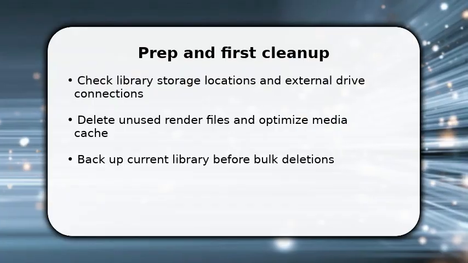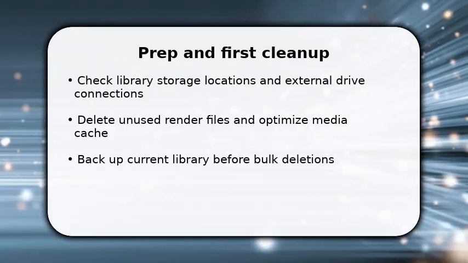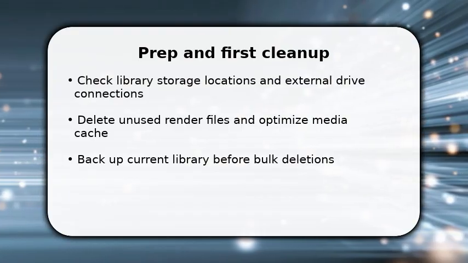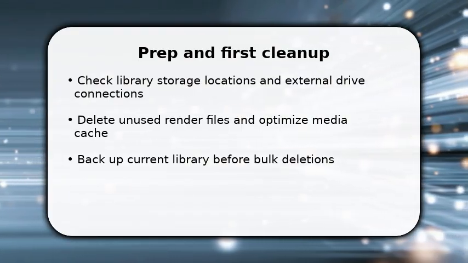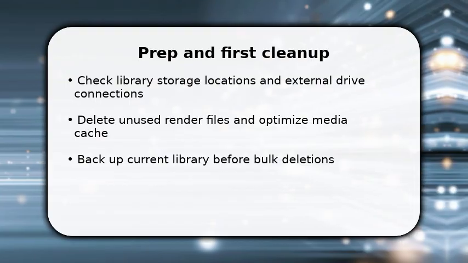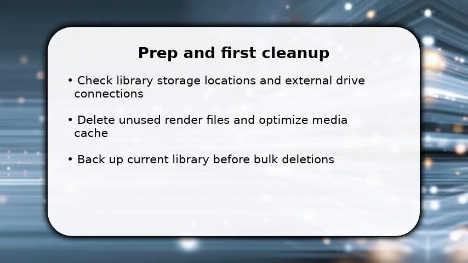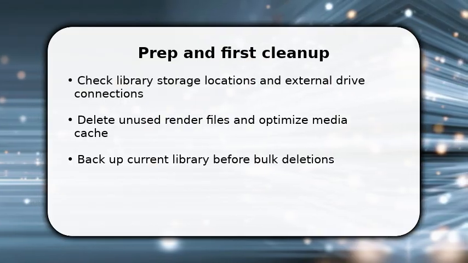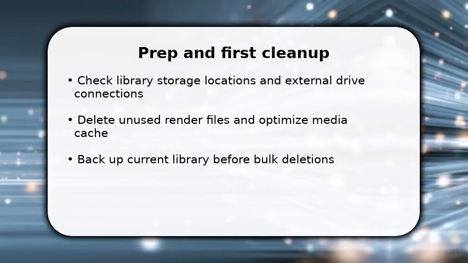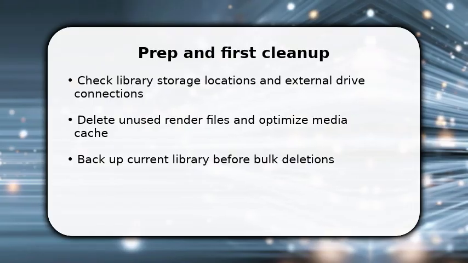Enjoy the video. You start by verifying where Final Cut Pro stores media and confirm external drives are mounted. This prevents accidental deletion. Next, go to File, Delete Generated Library Files and choose Render Files and Optimized Media. That frees big chunks of space quickly.